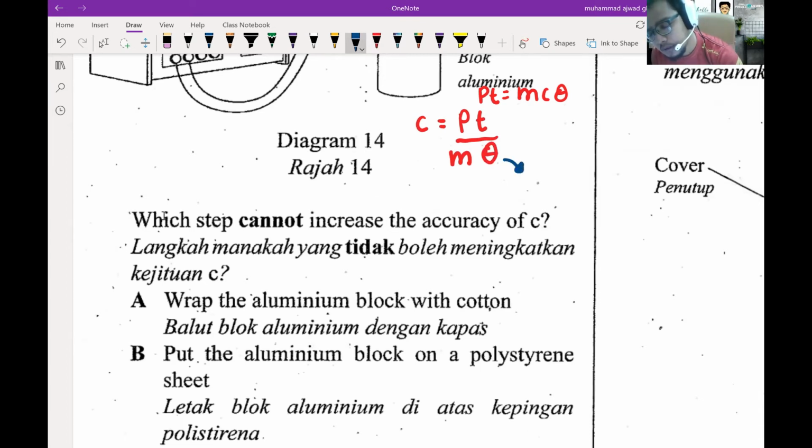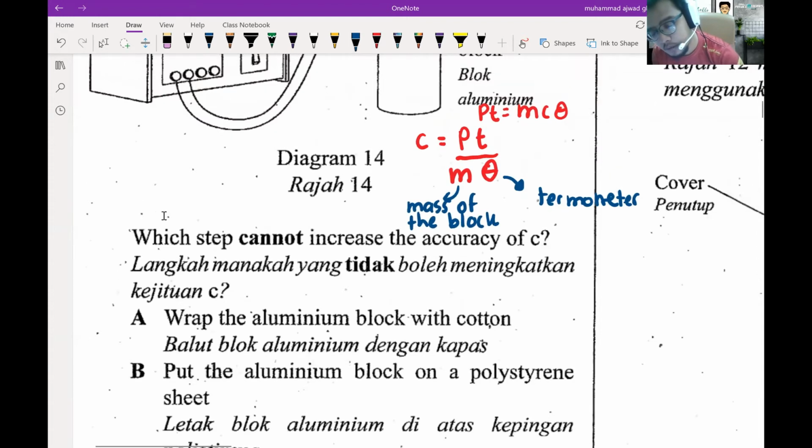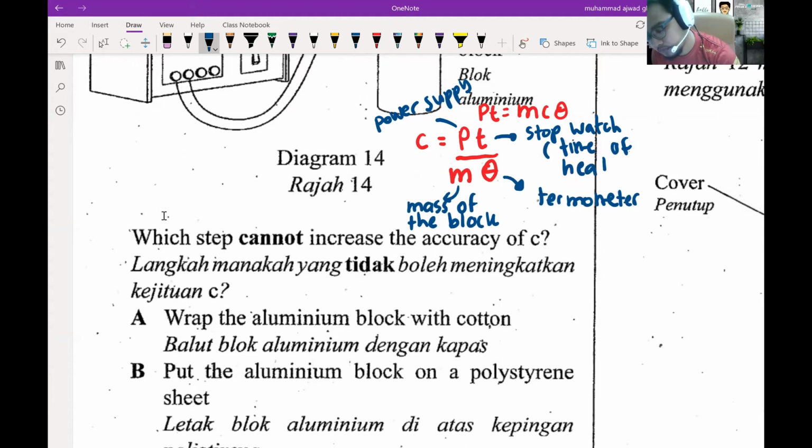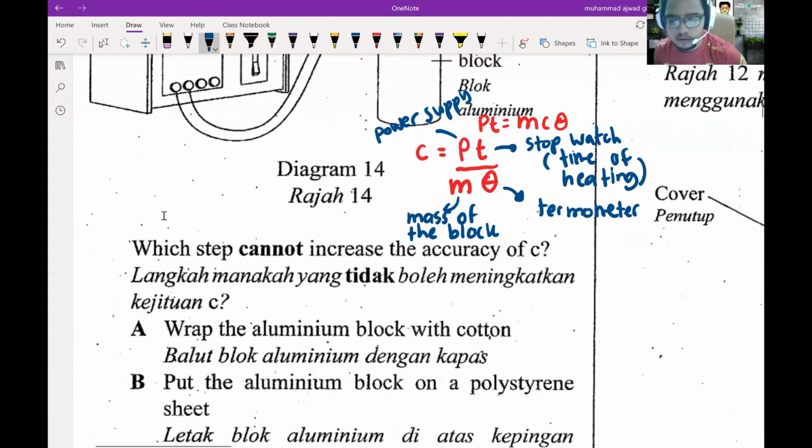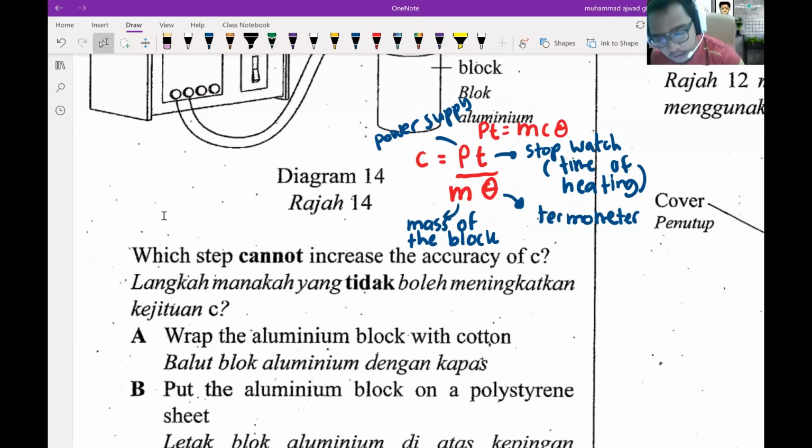Okay, temperature change ni kita tengok thermometer. Okay, mass ini kita ukur mass of the block berapa. And then power ni, power supply. And time kita tengok stopwatch. So kita measure dia punya heating time. Okay, heating time. So sekarang ni kita nak dapat accurate value of C. Okay, how to get accurate value of C?